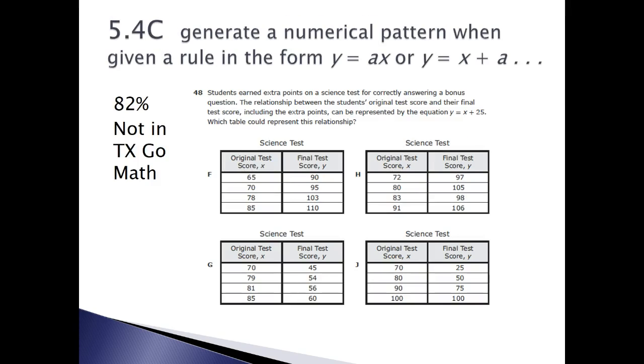Now on the STAR test, you'll see that this was the item that the kids had to do. Notice the kids had 82% mastery, which is great. But again, they don't have something where they can choose the actual table in Texas Go Math.